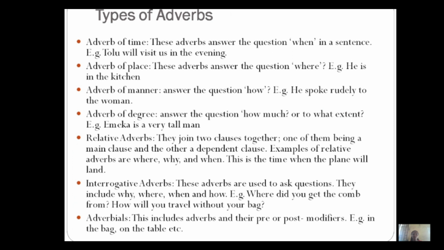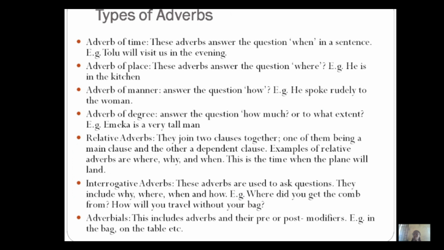For adverb of place, they answer the question where. He is in the kitchen. Where is he? He is in the kitchen. Adverb of manner answers the question how. He spoke rudely to the woman. How did he speak to her? Rudely. Adverb of degree answers the question to what extent, how much.